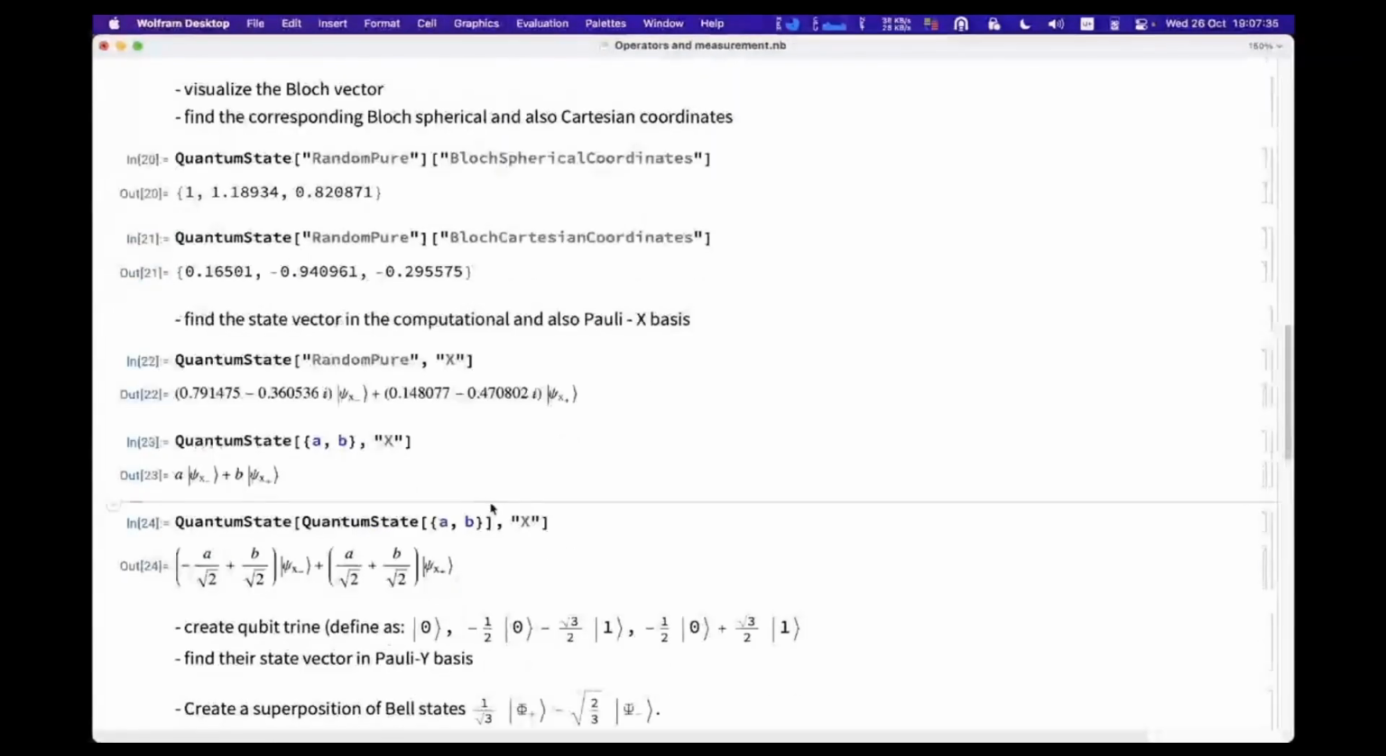Yeah. So the last example that Nick is showing, you are creating a state in computational basis, and then you transform it into Pauli X basis. So it's basically a basis transformation. Remember, these two states are the same. It's just in which basis you would like to see your state.